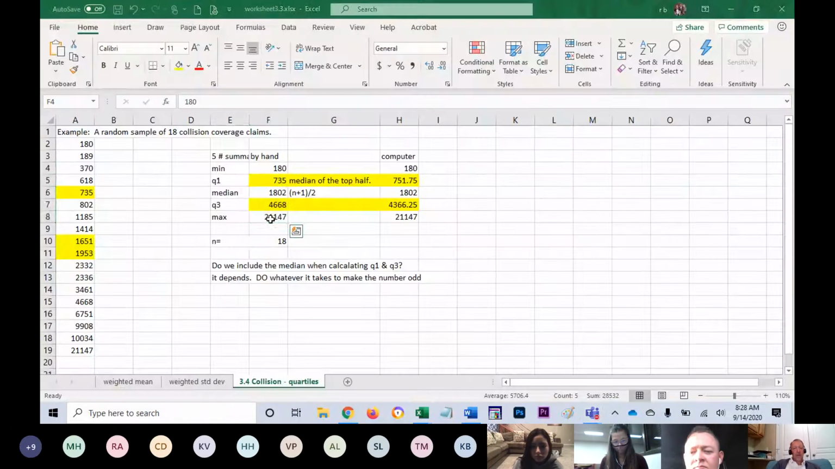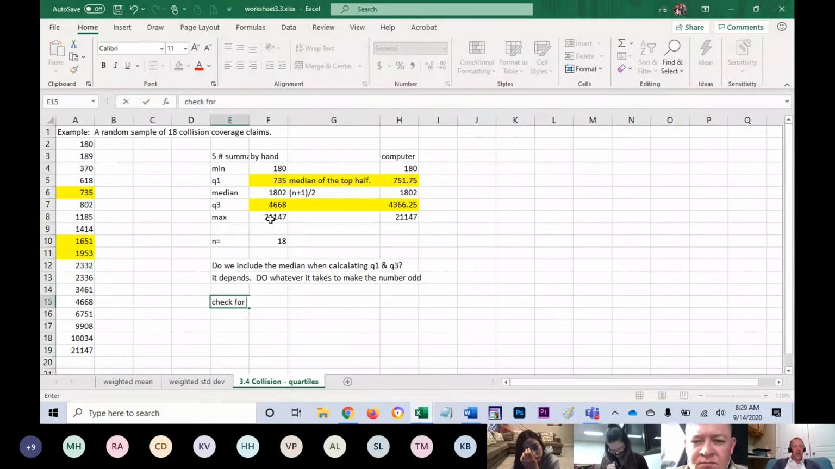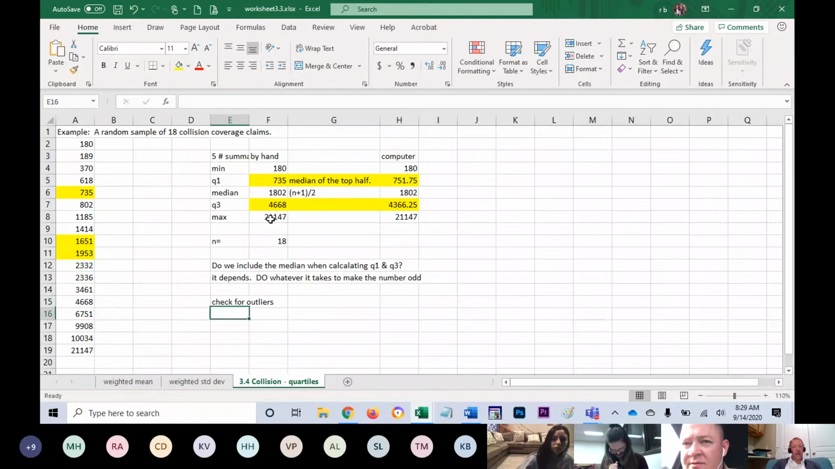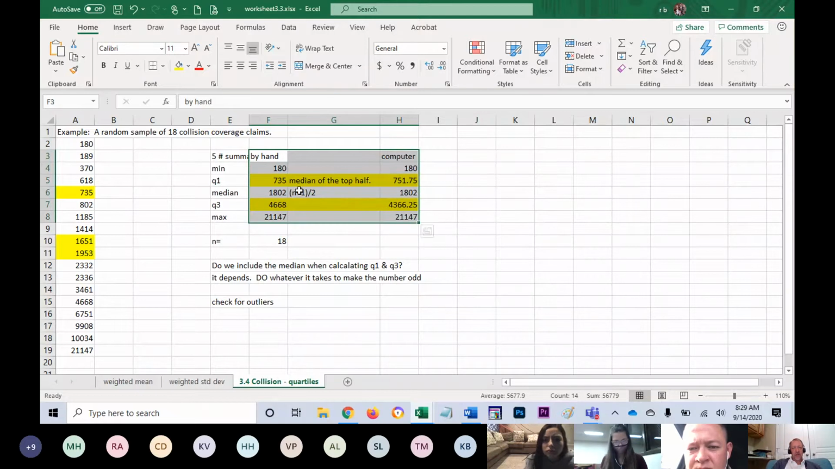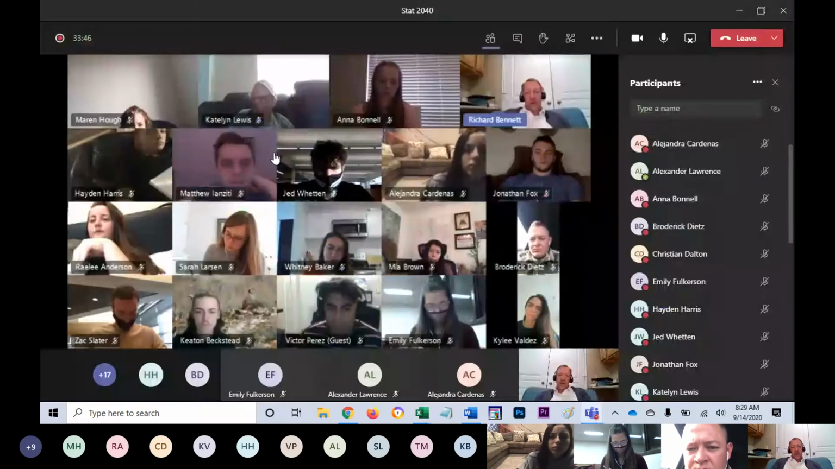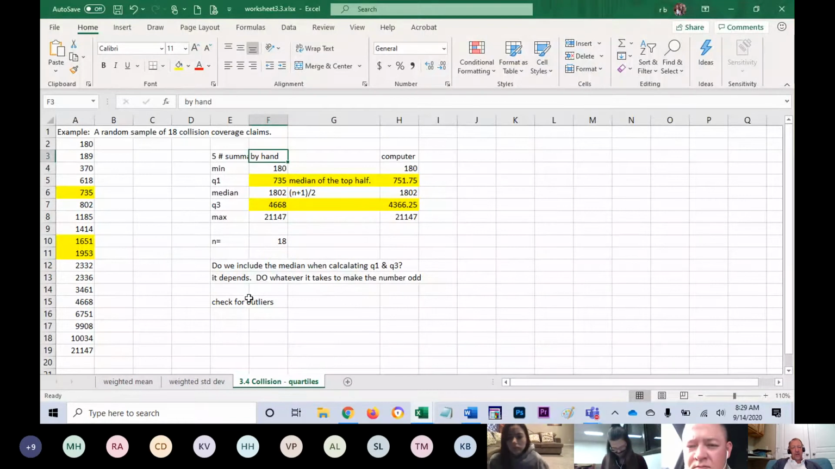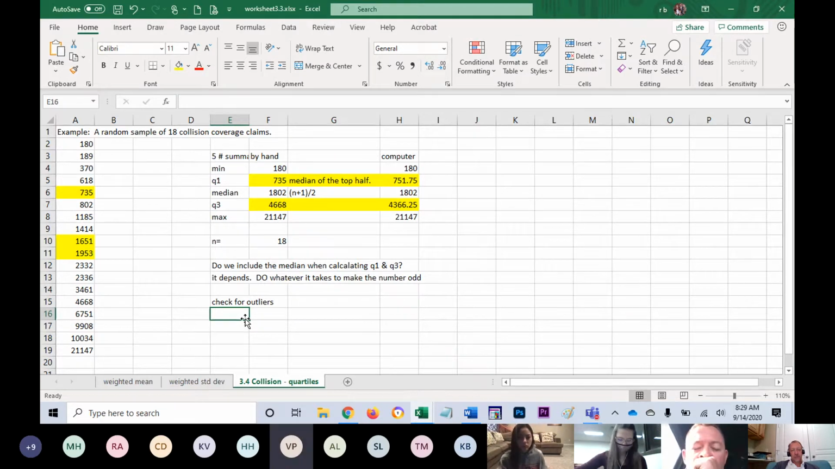Okay, now we're going to check for outliers. This is going to be an interesting thing, because we're going to compare these two methods. Victor, it must be your turn. Do you remember what we need to do in order to find outliers? The first equation, I think, is Q1 minus 1.5 times IQR.